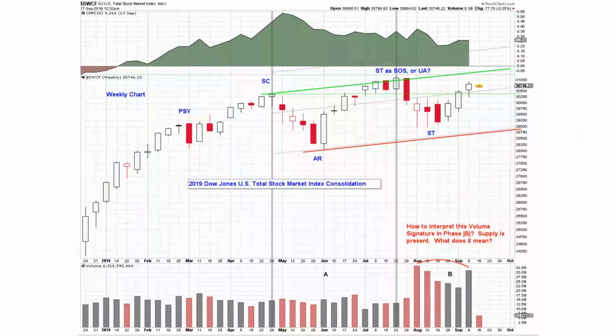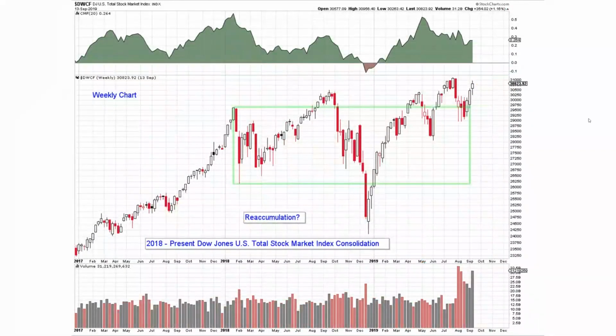All right. And really the only thing that defines that is the change of character that occurs between May and June. Mm-hmm. Okay. Like you say, it's not a big volume signature.